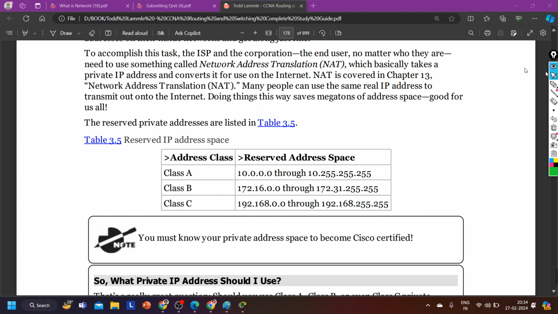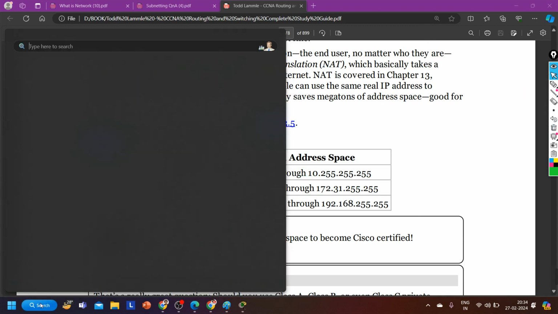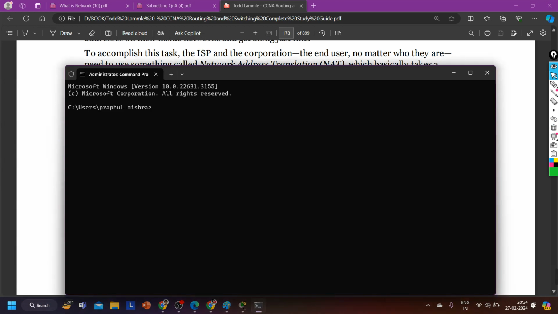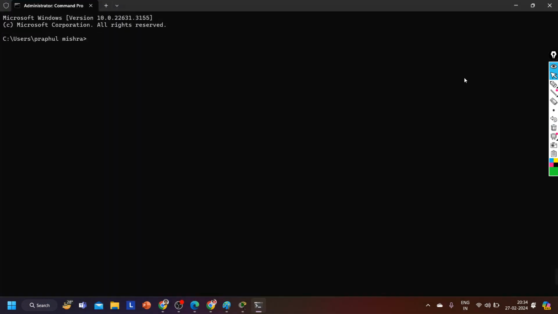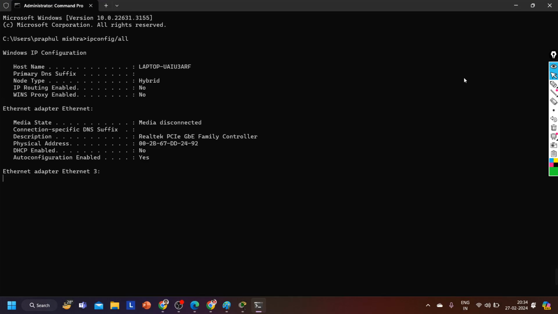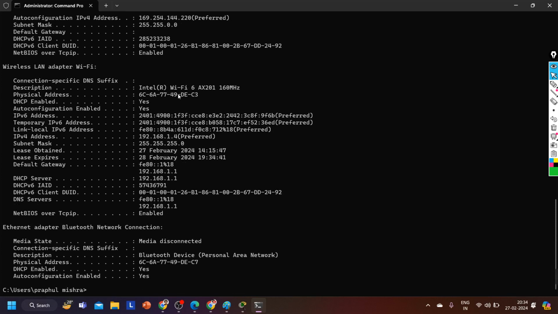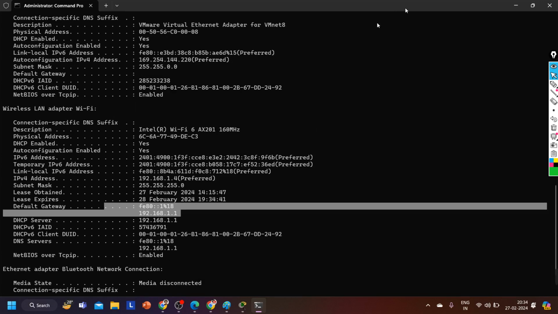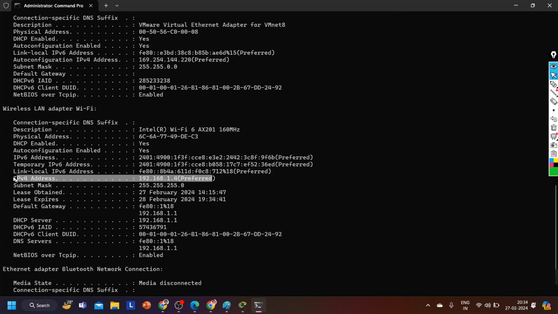If I want to check the public IP address, guys, how can I check? See, in the CMD, if I type ipconfig /all, it will show me my private IP address. So this is not my public IP address.